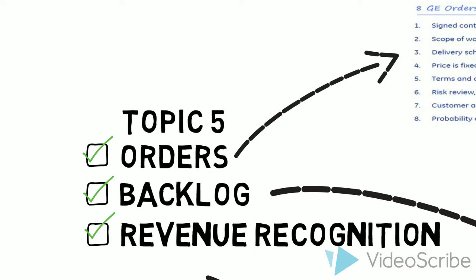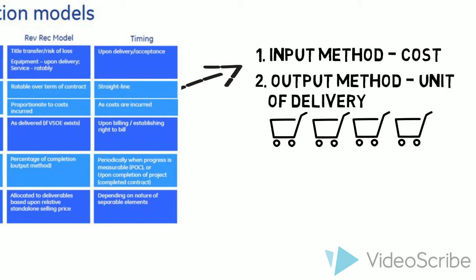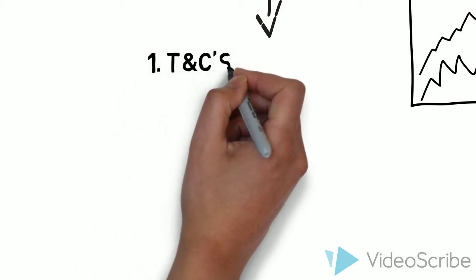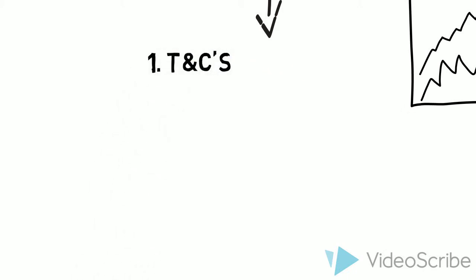Now that you've learned about orders, backlog, and revenue recognition, below are some revenue recognition common practical issues or things to watch out for. The first are terms and conditions. GE must have an arrangement in place, generally a contract, to recognize an order and revenue. Side agreements, letters, emails outside of the contract, verbal or nonverbal, impact the arrangement's T's and C's and should be avoided. All terms should be documented in the contract.